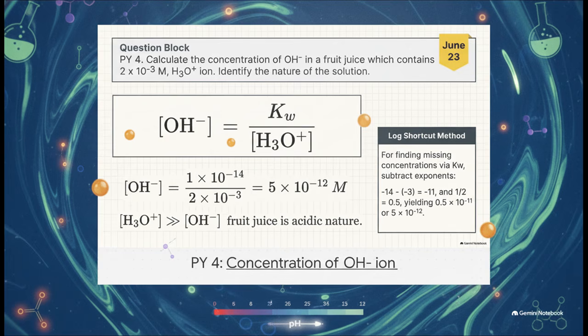Log shortcut method. For finding missing concentrations via Kw, subtract exponents. Negative 14 minus negative 3 equals negative 11, and 1 divided by 2 equals 0.5, yielding 0.5 times 10 to the power of negative 11 or 5 times 10 to the power of negative 12.